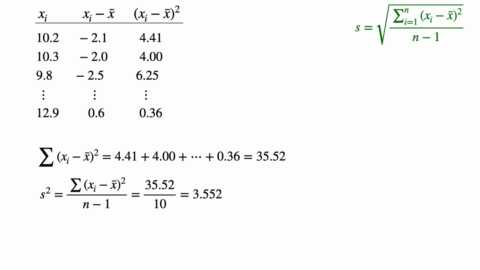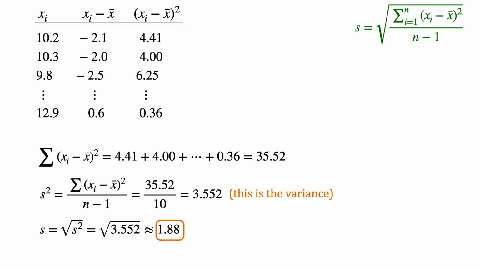And this is good to point out that this is actually the variance. So depending on different problems, we can measure the dispersion of the data with variance or with standard deviation. Sometimes one is more helpful, sometimes the other. And the only difference between the two is if you have variance and you want standard deviation, you just take the square root of it. If you have standard deviation and you want variance, you simply square it. So the final step is just to take the square root of 3.552, which turns out to be 1.88, and voila, we have our final answer.